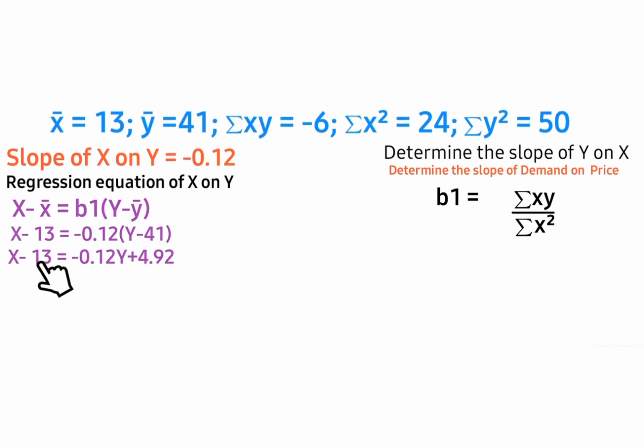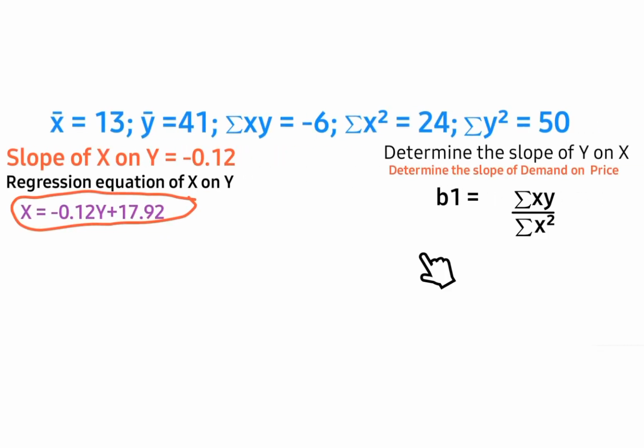Now we're expected to bring these two constants together. We could see minus 13 on the left hand side, and we are seeing plus 4.92 on the right hand side. So now, taking minus 13 to the right hand side becomes plus 13. And here we go now. The equation changes to x equal minus 0.12y plus 4.92 plus 13, right? The equation becomes x equal minus 0.12y plus 4.92 plus 13 gives 17.92. Finally, the regression equation of x on y equal minus 0.12y plus 17.92.